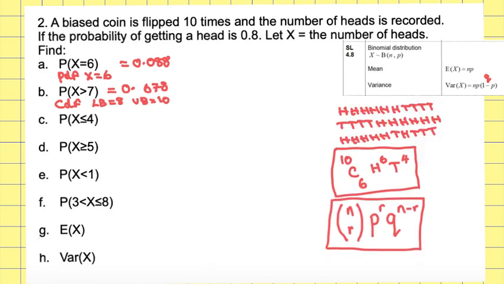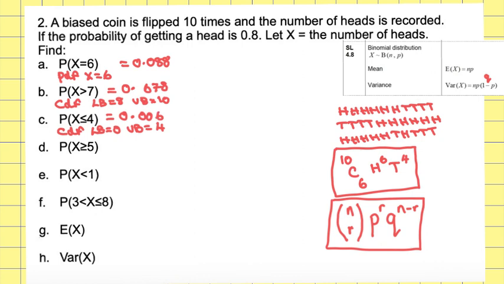Part C, the probability of x being less than or equal to 4. Well, again, there's a range, so you're going to use CDF. The lower bound in this case is 0. The upper bound is 4 because 4 is included. So now if you go do that on the calculator, you get a probability that is equal to 0.006 to 3 significant figures.